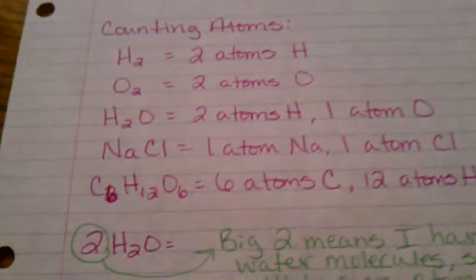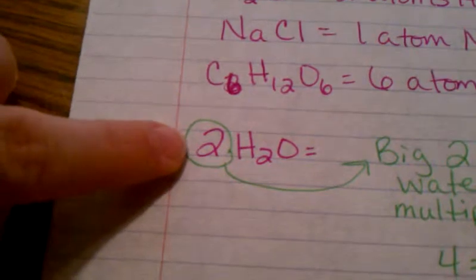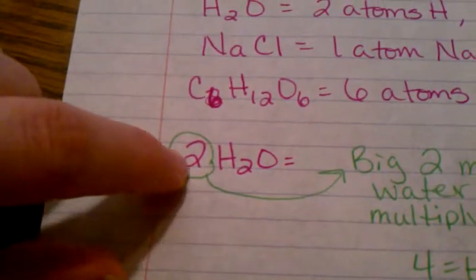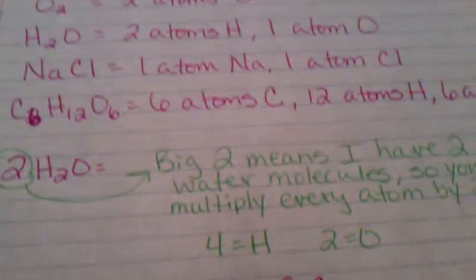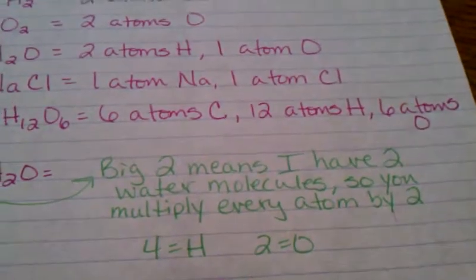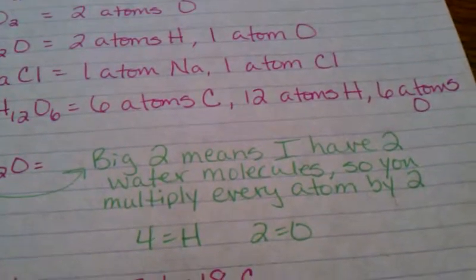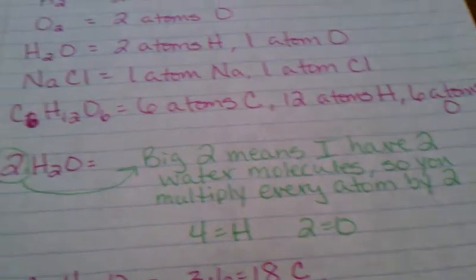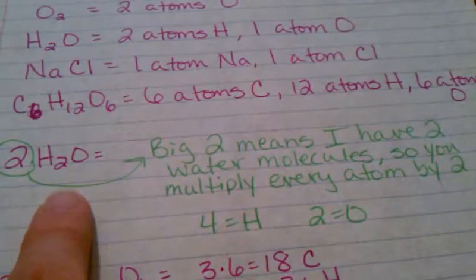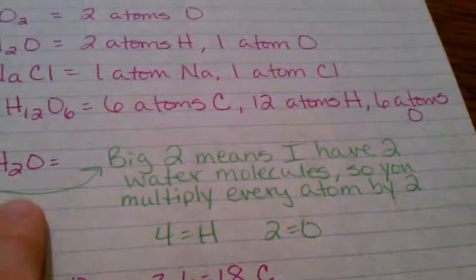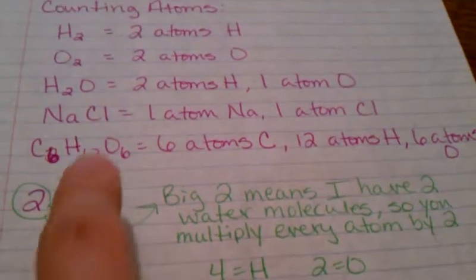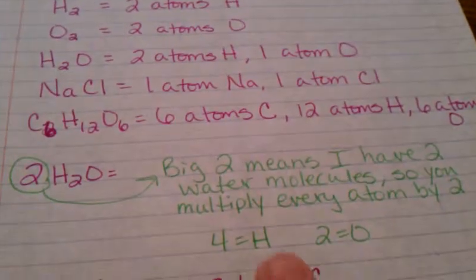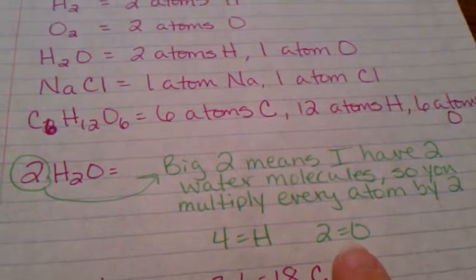Okay? Now, if I'm looking at a compound that has a big number in front of it, that big number goes with everything. The big number means that I have that many total molecules or compounds of that substance. So the big 2 in front of my water molecule means that I have 2 water molecules total. So instead of just having 2 hydrogen and 1 oxygen, I now have 4 hydrogen and 2 oxygen.